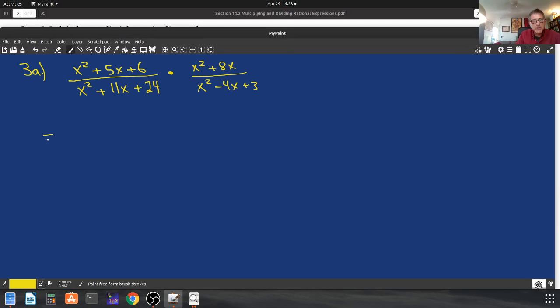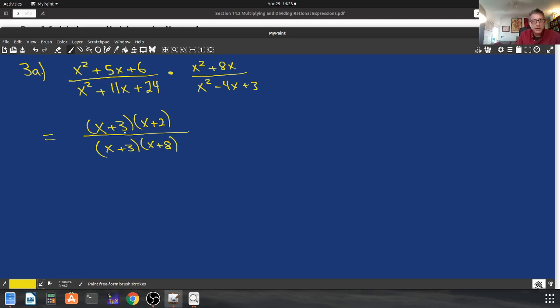So the first thing we want to do is we want to factor these things. So the first factorization is going to be x plus 3, x plus 2. And the bottom is x plus 3 times x plus 8. Yes, I am cheating.